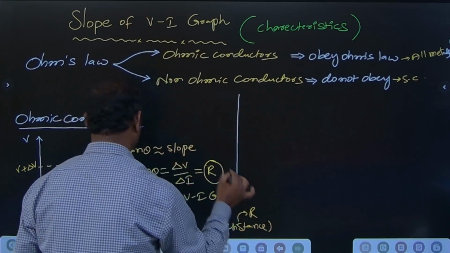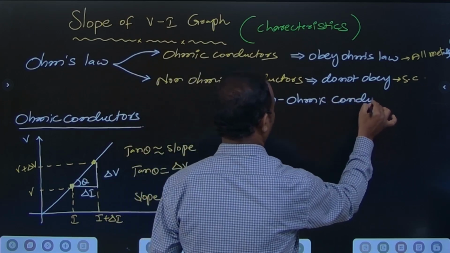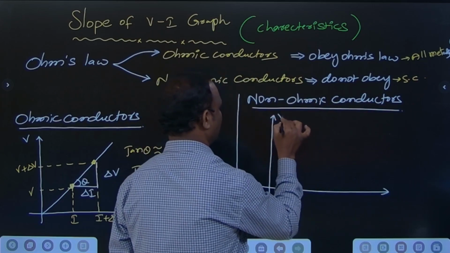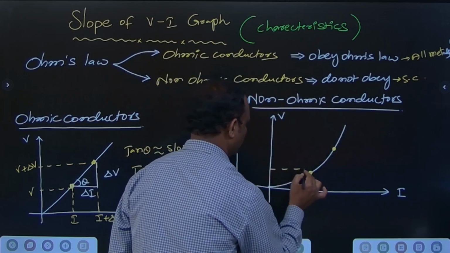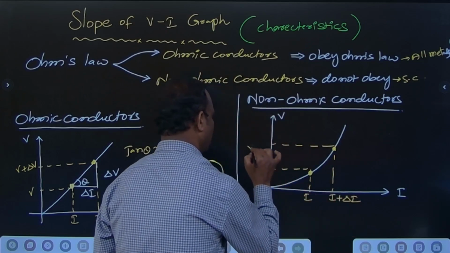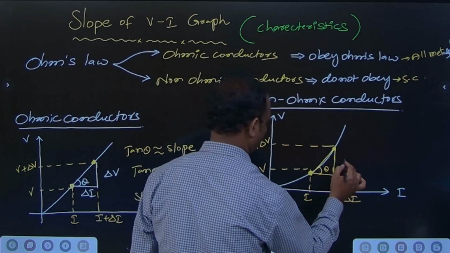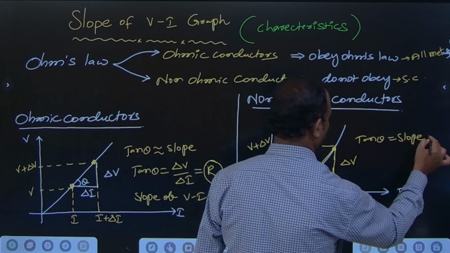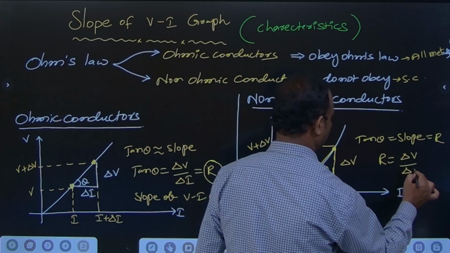Next, for non-ohmic conductors, which do not obey Ohm's law, the graph is drawn with potential along the y-axis and current along the x-axis, and it is a curve. Here I choose two points on it: I and I plus delta I, V and V plus delta V. The angle is theta, with delta V and delta I. So tan theta, the slope, is the resistance only, as we just discussed. That means R is equal to delta V by delta I.